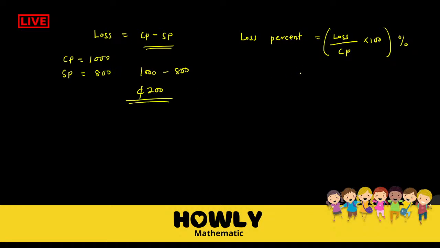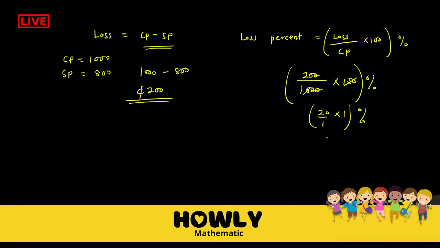Now we are going to find the loss percent. It is the 200 Ghana cedi loss over the cost price, which is 1,000, times 100%. These two zeros will cancel. At the end of the day, we have 20%. So the loss percent is 20%.